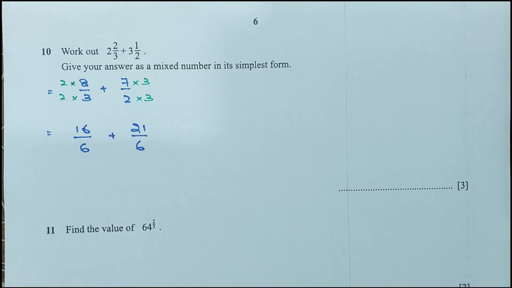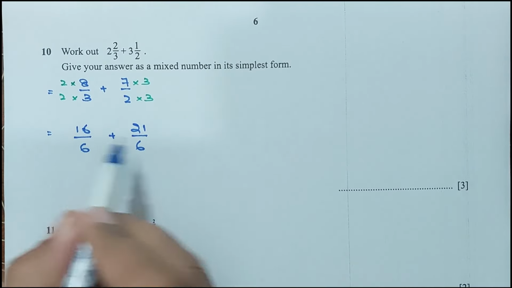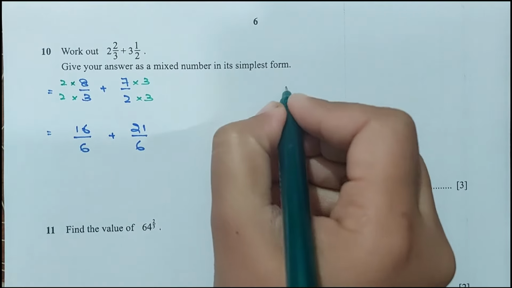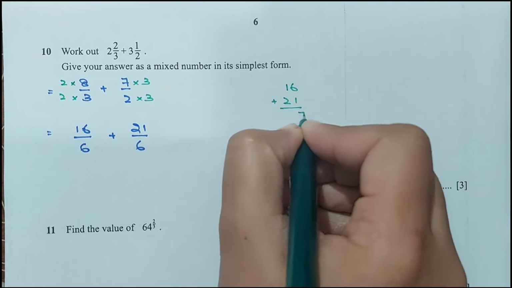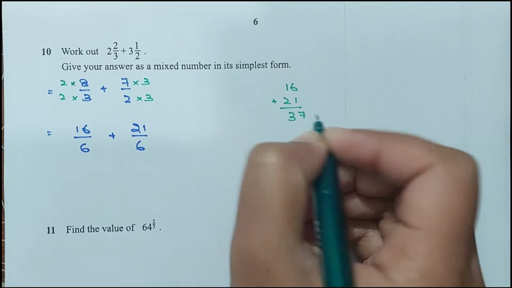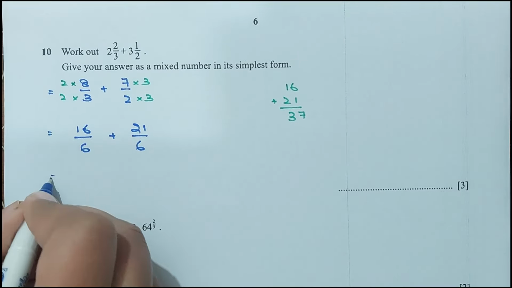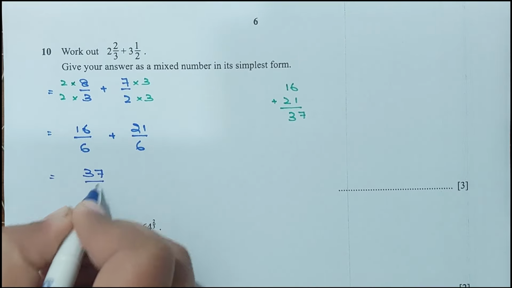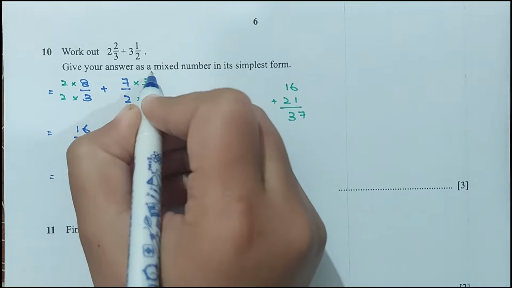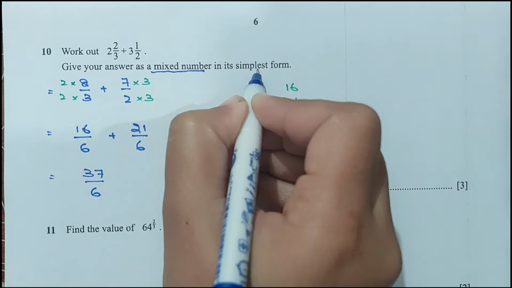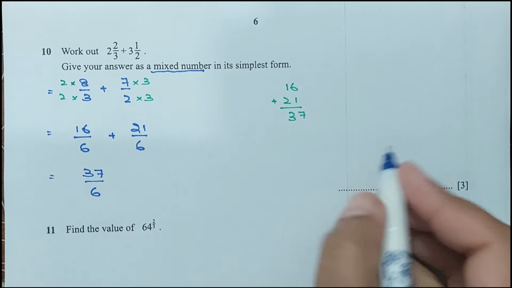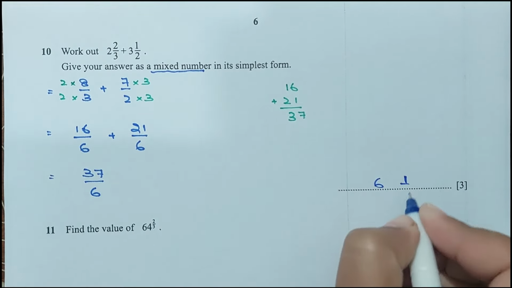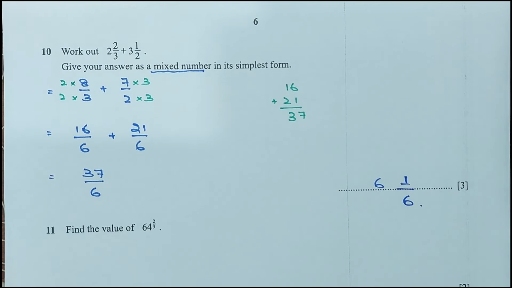is 6. Now the denominators are the same, we have to add the numerators, which is 16 and 21. So 37 over 6. 37 by 6 is in the simplest form, but we have to find the answer as a mixed number in its simplest form, right? So 6 times 6 is 36, plus 1 is 37 over 6.